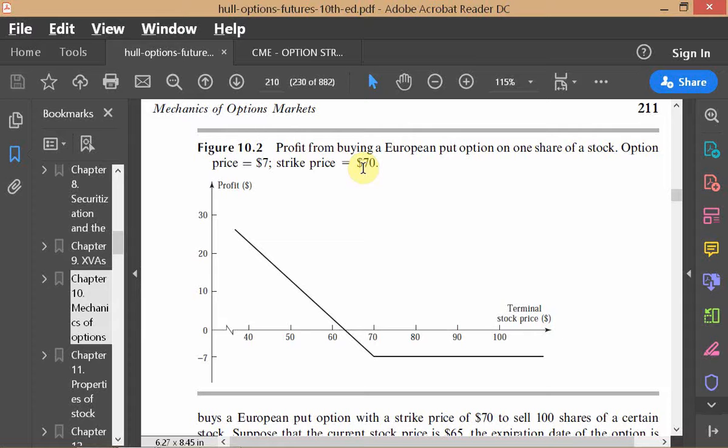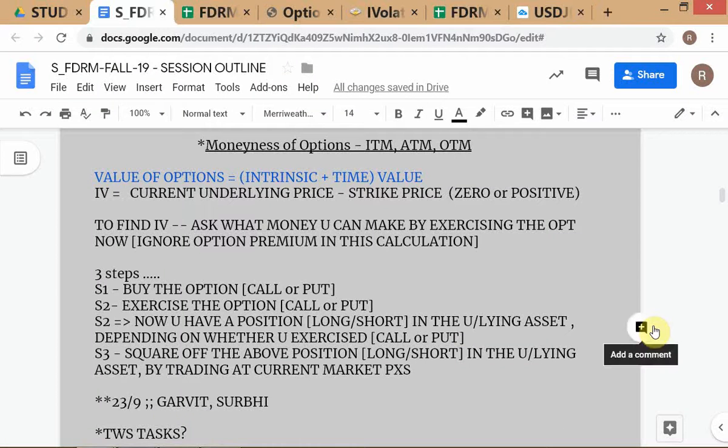This is a 70 put and the market price is at 100. So this option is in the money or out of the money? Shivam? Is this option in the money or out of the money? Out of the money, right? So out of the money options, they don't have any intrinsic value, okay? We can just say zero intrinsic value, okay?